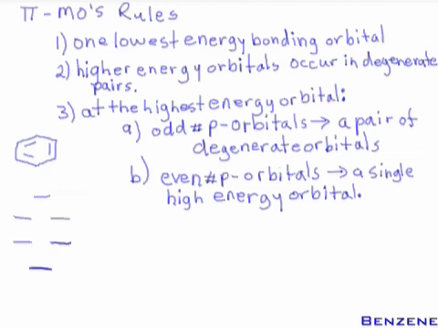I can put in my electrons. I've got 6 pi electrons, 1, 2. I follow all 3 rules, the Aufbau principle, Pauli exclusion principle, and Hund's rule.